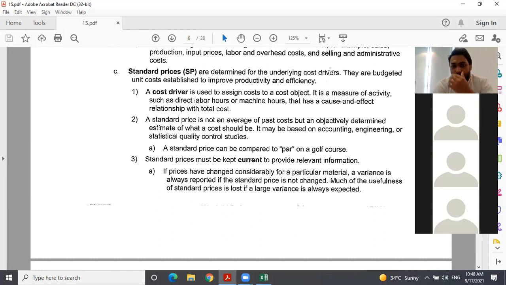Standard prices are determined for underlying cost drivers. They are budgeted unit costs established to improve productivity and efficiency. The cost driver is used to assign cost to a cost object. It is measured by activity such as direct labor hours or machine hours that has a cause and effect relationship with total cost.